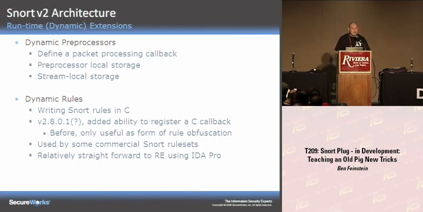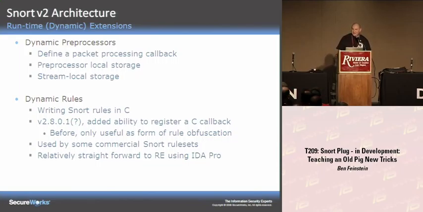Now, dynamic rules are relatively new in the Snort code base. You could think of a dynamic rule as essentially writing a Snort rule in C. I may be wrong, but I think around 2.8.0.1, there was an ability to register a C callback added to the dynamic rules APIs. Before that C callback was defined, it seemed to me like the only reason to do dynamic rules was to obfuscate what your rule's doing, to hide maybe the exploit or the vulnerability that could be determined from the rule.